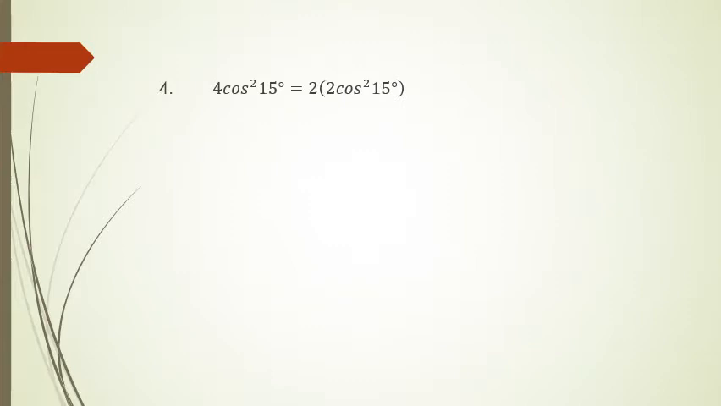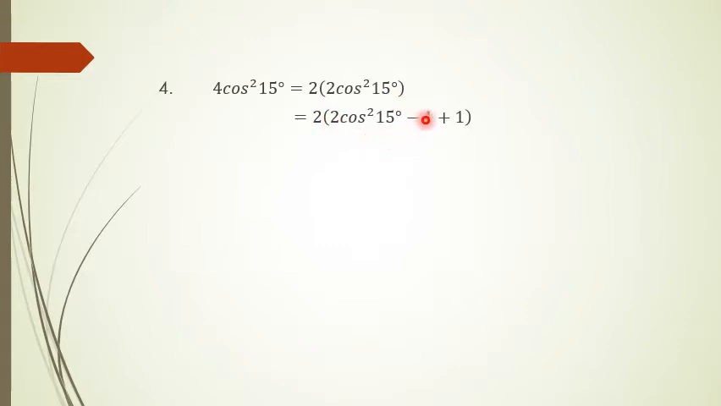Question number 4. The first challenge is that we need a 2 here, not a 4. So we split 4 into 2 times 2. Then the next challenge is that there is no minus 1. So we must create a minus 1 here by subtracting 1 and adding 1. So that's 2 into 2 cos squared 15 degrees minus 1 plus 1. Now this is 0, so we didn't change anything.